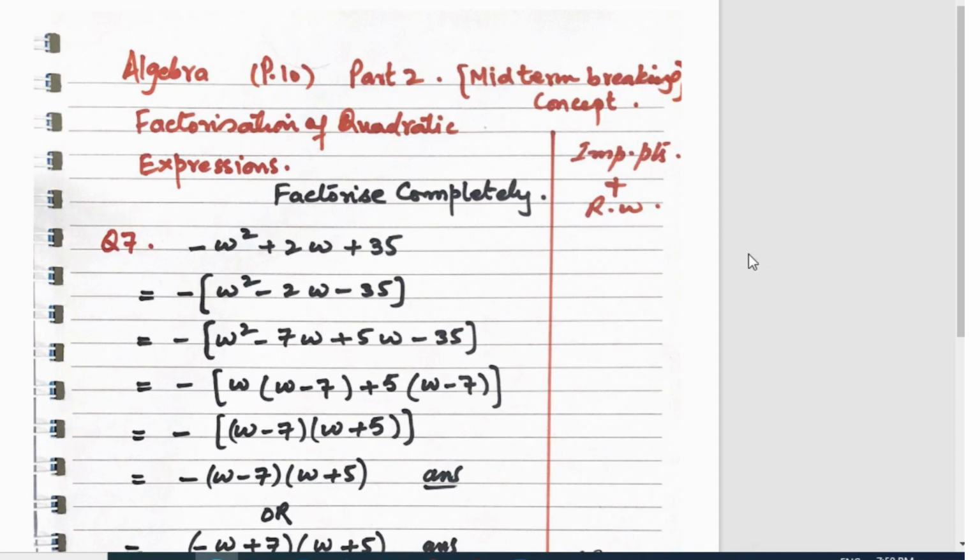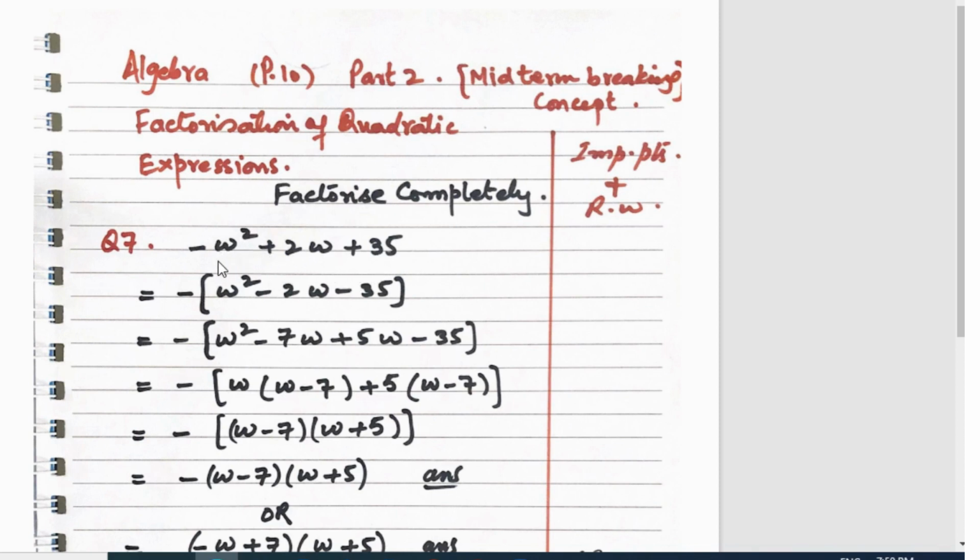Now come to question number 7. In this question, there is a negative sign. Look up. Factorization of a quadratic expression. A quadratic expression is given to you in the form minus w square plus 2w plus 35. The minus sign is given with the first term, which is a square term, and we did not solve a question like this before, and it's not a big deal.